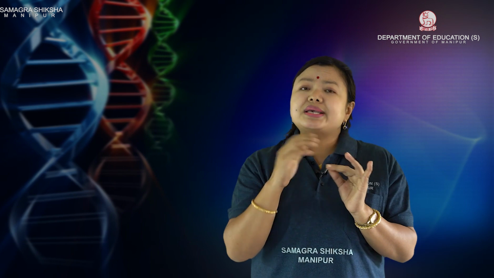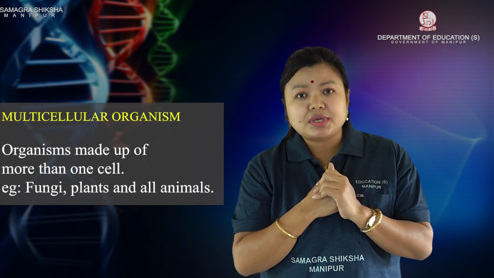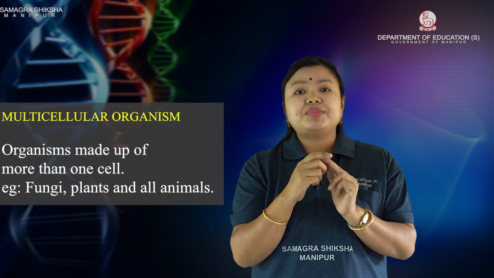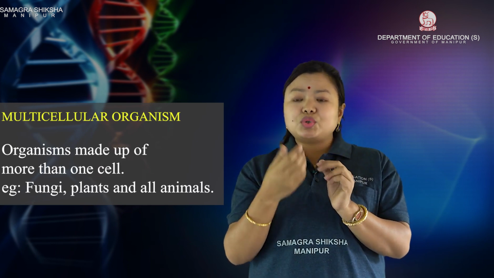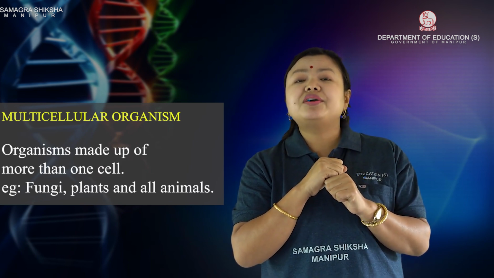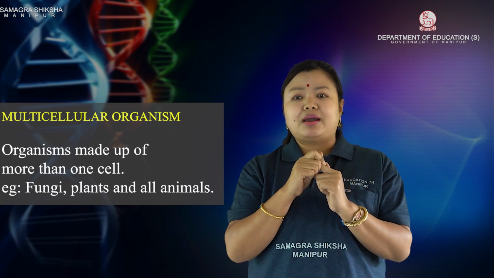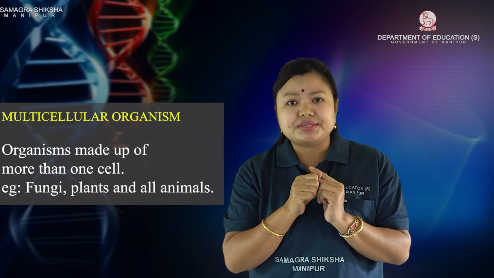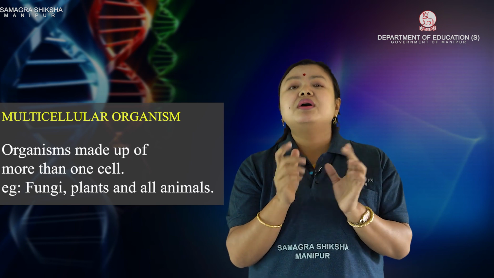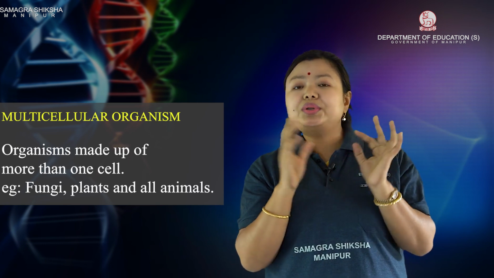So next, multicellular organisms. Multi means many. So those organisms which are made up of more than one cell are known as multicellular organisms. Examples are fungi, plants and all the animals.